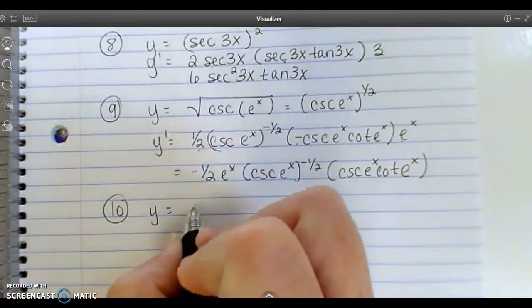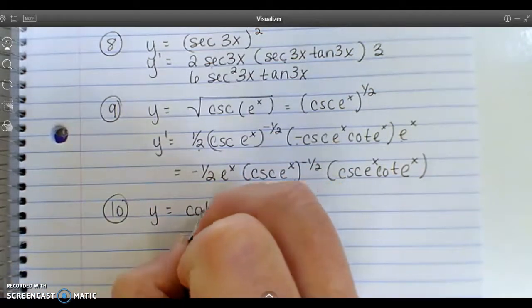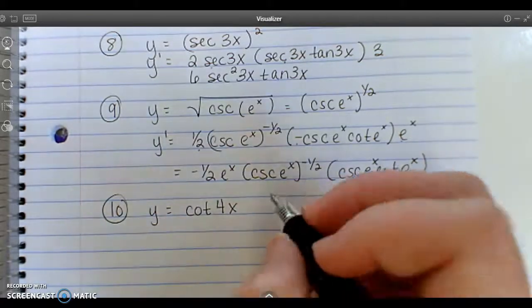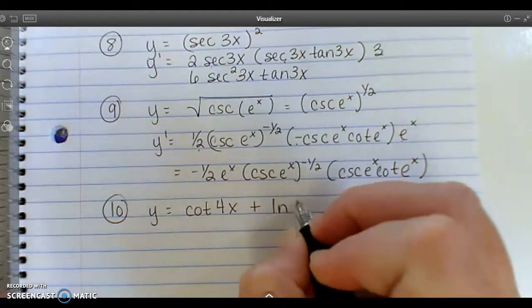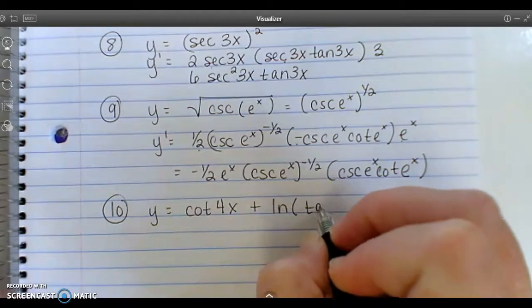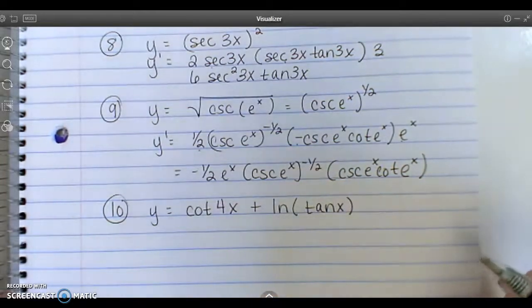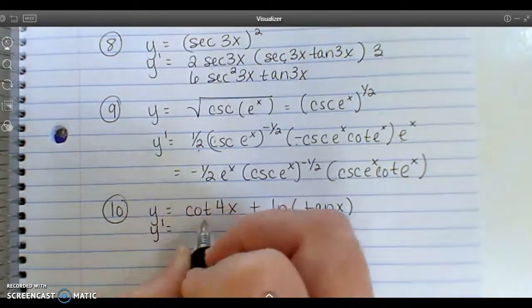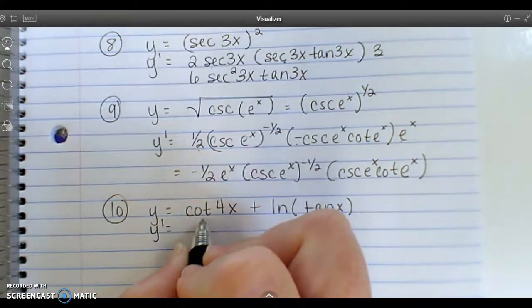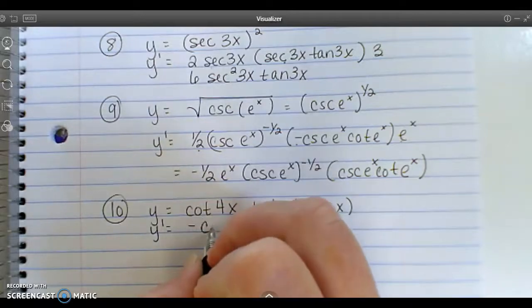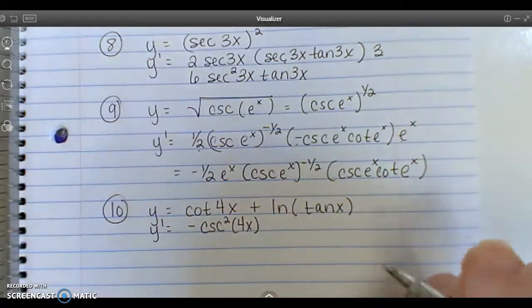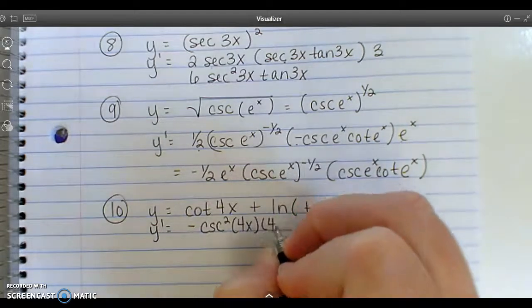So let's say that we have cotangent of 4x. And to make that fun, we're going to put an ln of tangent in there, just so that it has a couple different things to think about. Okay? So the derivative of cotangent is negative cosecant squared of 4x times the derivative of 4x, which is 4.